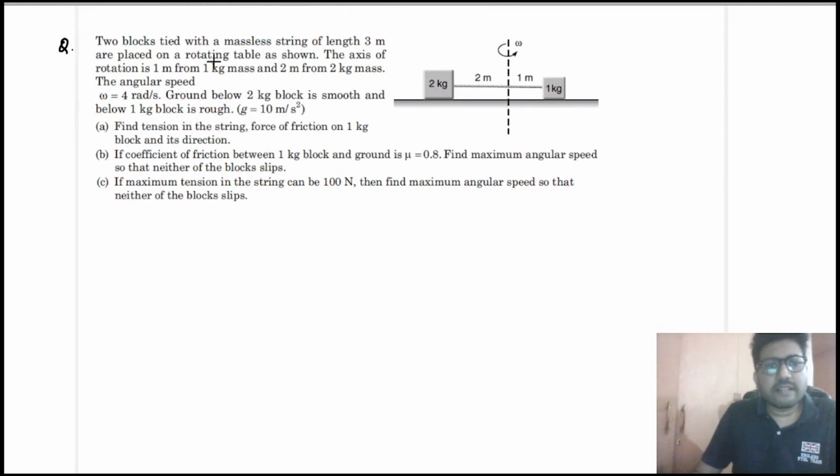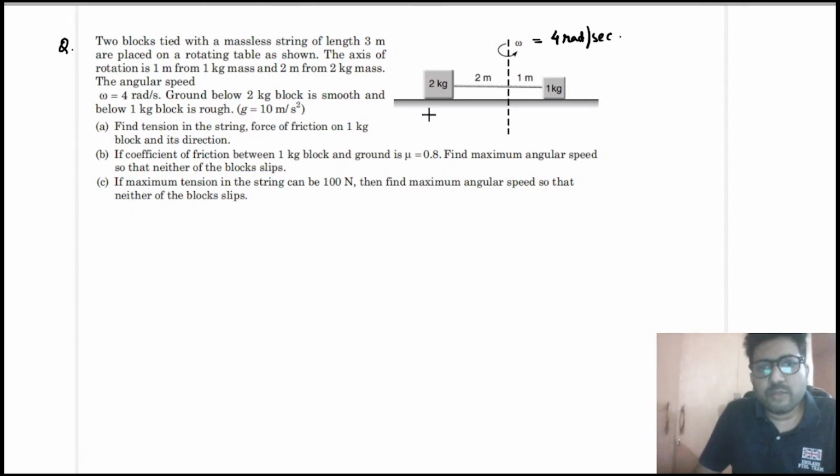Let us look at the next question. In this question it is given that two blocks tied with a massless string of length 3 meters are placed on a rotating table as shown. This is the axis of the rotating table. So it is 1 meter from the 1 kg block and 2 meter from the 2 kg block. The angular speed is given as 4 radian per second.